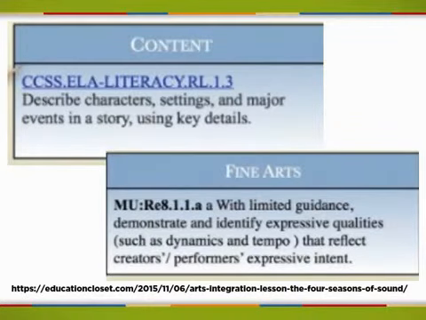Take a look at this lesson from Susan's website, Education Closet. Here are the English language arts and music standards she's working with. For English language arts, the standard is about describing characters, setting, and events using key details. The music standard includes demonstrating expressive qualities that reflect intent. Let's look at this lesson to see whether there is intentional and equitable use of both of these standards.